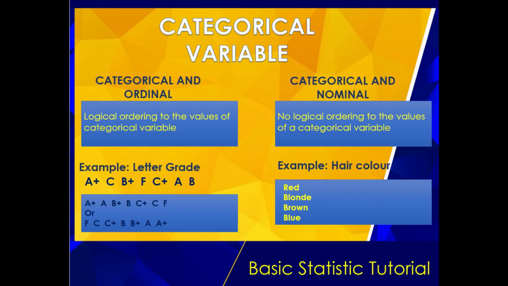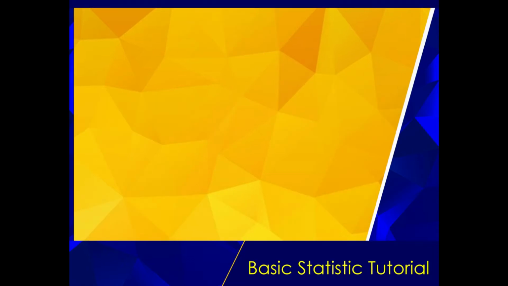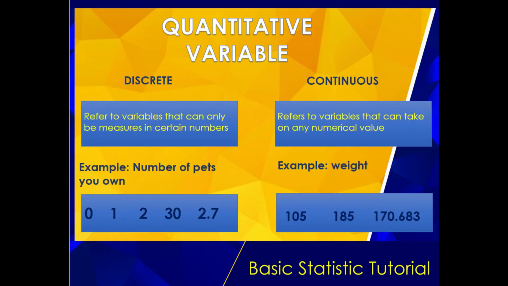There is discrete and continuous. Discrete variables refer to variables that can only be measured in certain numbers. An example of this is the number of pets you own. You can own 0 pets, 1 pet, 2 pets, or even 30 pets, but it's impossible for us to own 2.7 pets. In contrast, continuous variables refer to variables that can take on any numerical value.